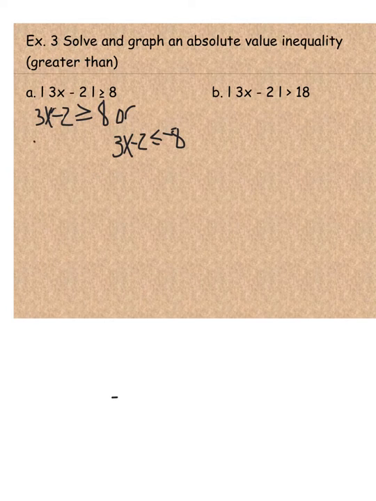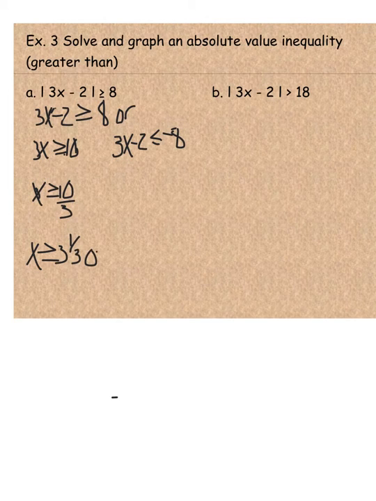We'll have 3x. We'll add 2 to that 8, and that will give us that x is greater than or equal to 10/3, which means that x is greater than or equal to 3 1/3. And then for the second part, the or, we'll add 2 to this -8 here, which will give us -6. And that's going to tell me that x is less than or equal to -2.